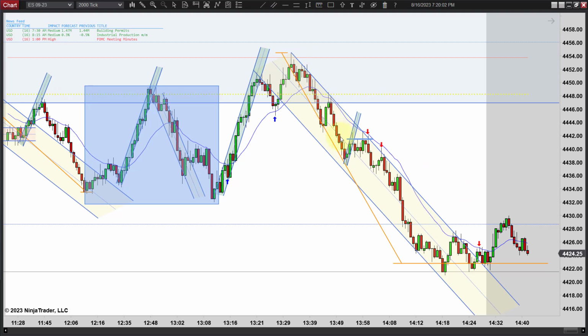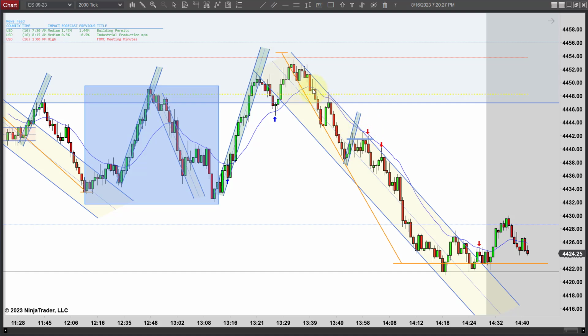And we start that second leg down. I don't see anything in here worth getting short. There is a pullback here, but again, no setup. And then notice what happens. We make a new low and we try to go higher once, twice, three times, maybe even four times.